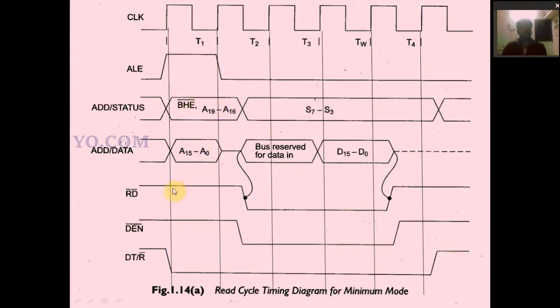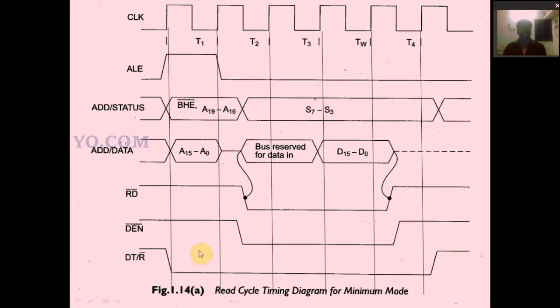Then the read is not enabled at T1. Similarly, data enable is also not enabled at T1. Then data transmit or receive is enabled. Actually here it is 0, that means it is a read operation. So here it is 0, so it performs the read operation.